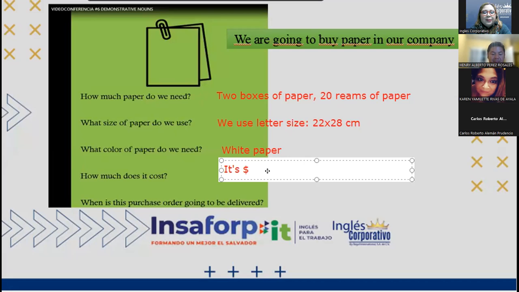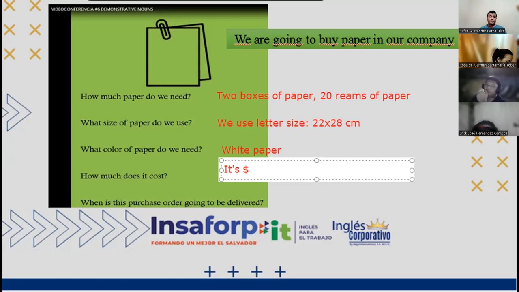Okay. It's. ¿Cuánto sería por estas dos cajas de papel? A ver. Any idea, guys? If each rim is $4 for companies, right? With discount, right? Because usually they... Mm-hmm. It's $8.